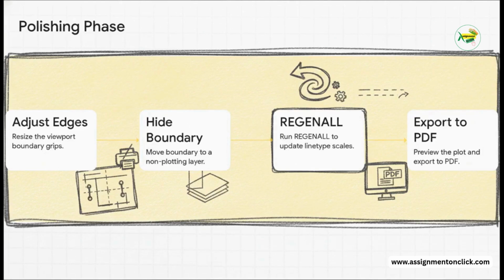With your scale safely locked, we move into the final polishing phase. Now you can safely adjust the viewport boundary grips to frame the drawing perfectly without any risk of messing up the zoom. But you know those ugly rectangular borders? To make sure they don't ruin a beautiful print, move your viewport boundary to a dedicated layer. Maybe call it Viewport and turn off plotting for that layer in the Layer Manager. The drawing will print perfectly, but the box won't show up. Then, run the Regen All command to make sure your dashed lines and line type scales update correctly based on the PSLTSCALE variable. Finally, preview the plot and export it to PDF.